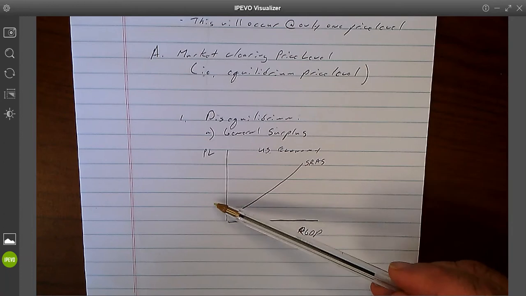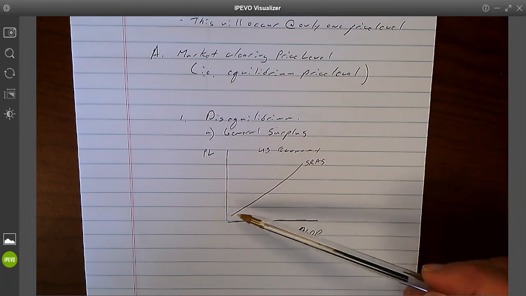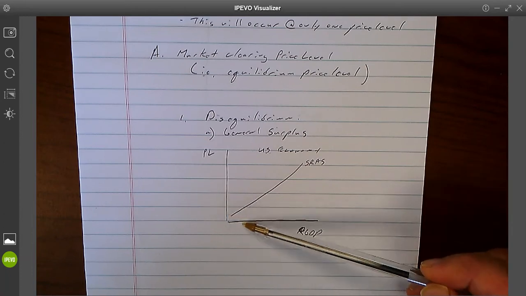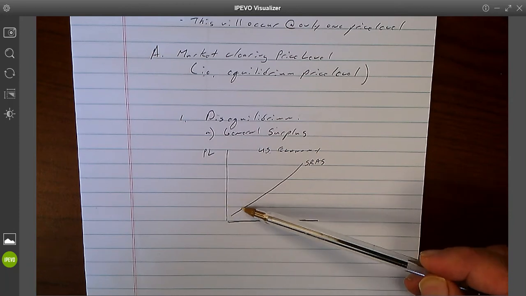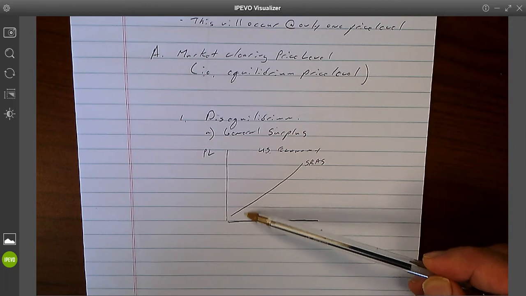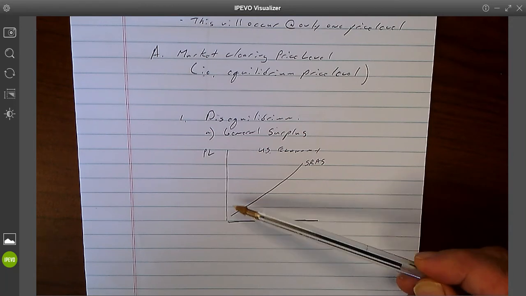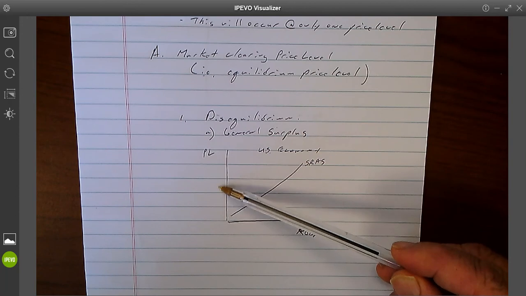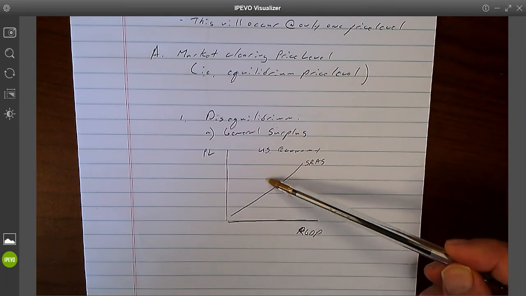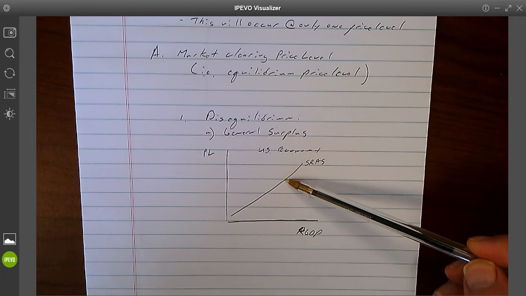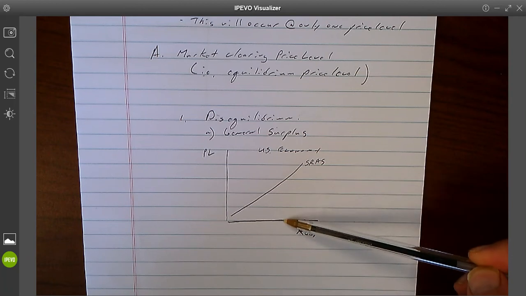Because at a lower price level, firms would make a certain amount of goods and services. They'd be willing to produce this amount of goods and services for sale at this price level. But if the price level goes up to say here, they're going to be willing to produce more goods and services and make them available to the economy.